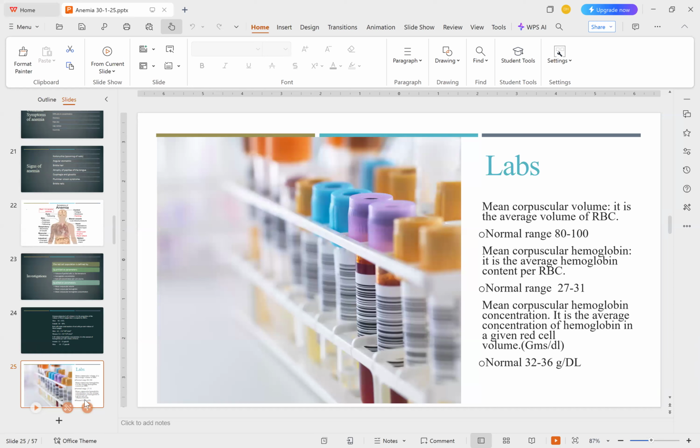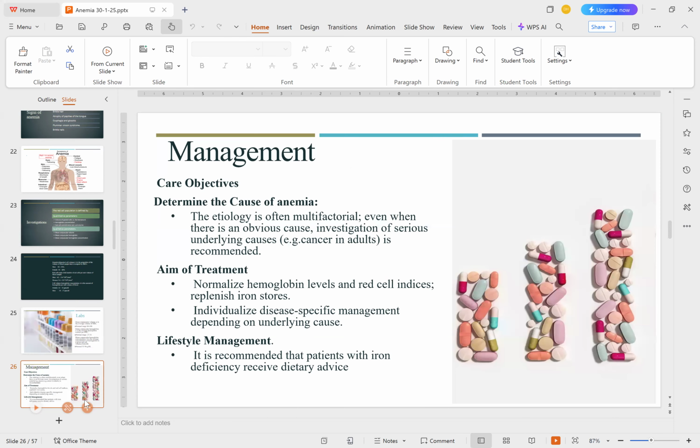Mean corpuscular volume is the average volume of RBC. Normal range is 80 to 100. Mean corpuscular hemoglobin is the average hemoglobin count per RBC. Normal range is 27 to 31. Mean corpuscular hemoglobin concentration is the average concentration of hemoglobin in a given red cell volume. Its normal value is 32 to 36 gram per deciliter.